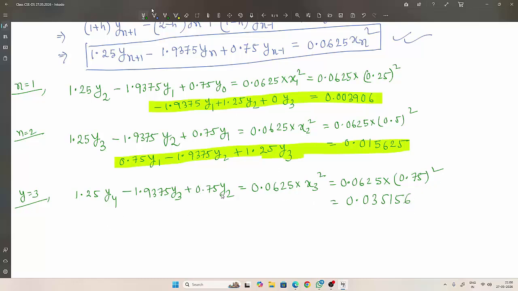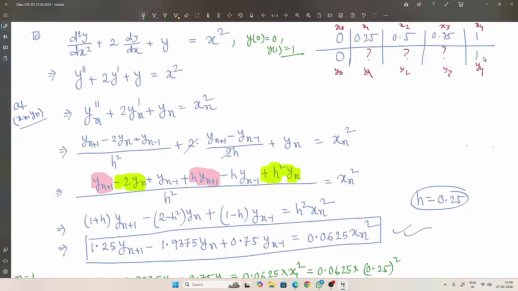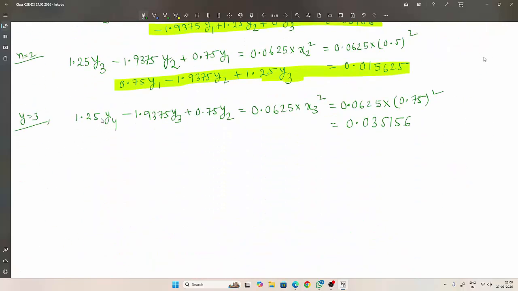Now what is the y4 value? Y4 value is 1. It is already given in the question. So put it there. So if you put 1 here, you are getting 1.25 minus 1.9375 y3 plus 0.75 y2 is equal to that value. So now take these two values on the right hand side, take this value on the left hand side. So what are you getting?